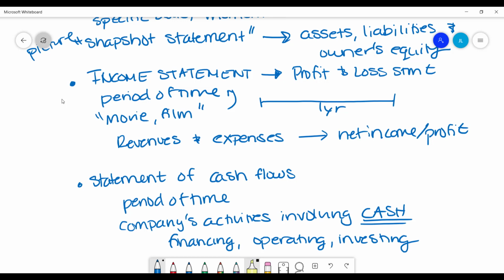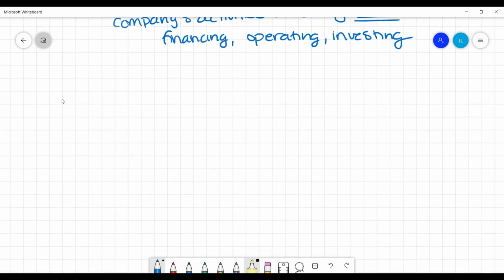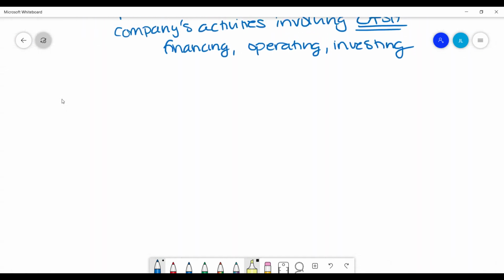That is just an overview of those main financial statements that we'll be looking at. So again, those 3 primary ones are the balance sheet, your income statement, and your statement of cash flows. There are a couple of other ones that we'll be learning about, but we'll defer that to a later chapter.